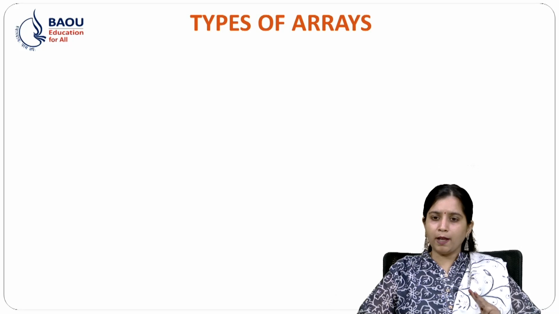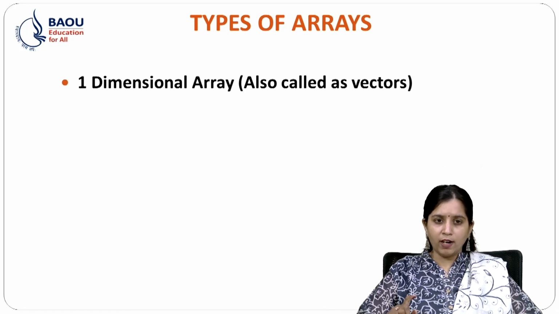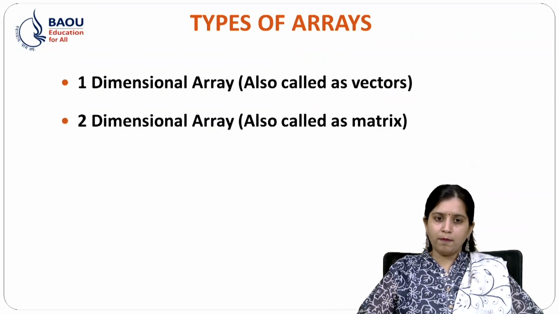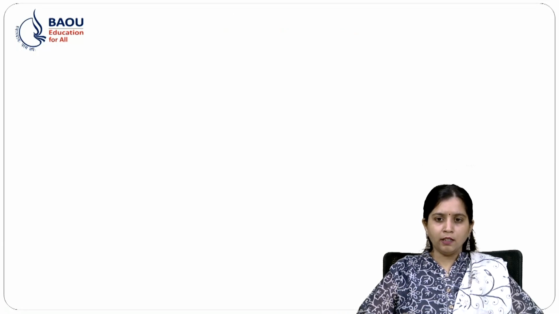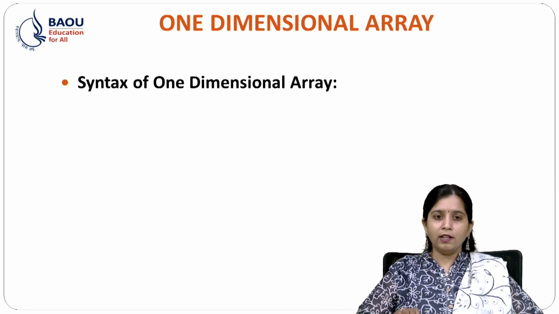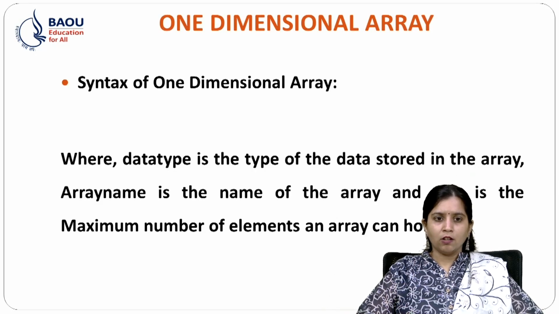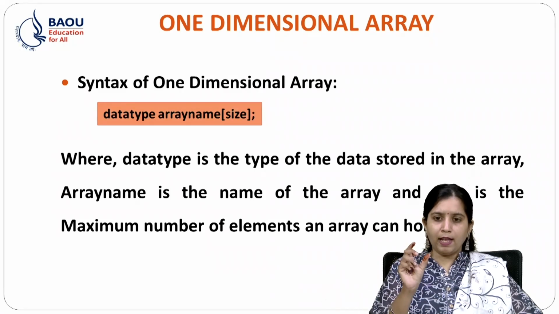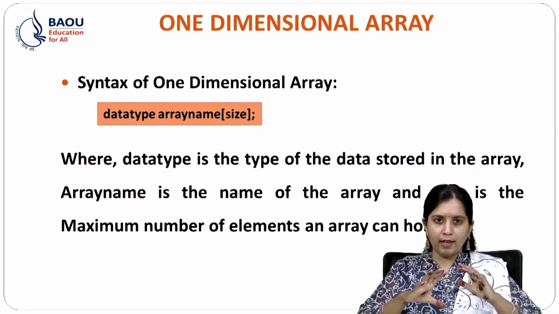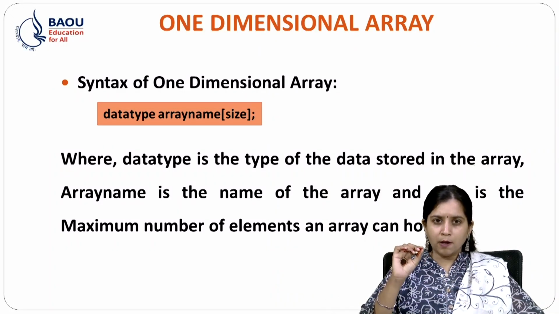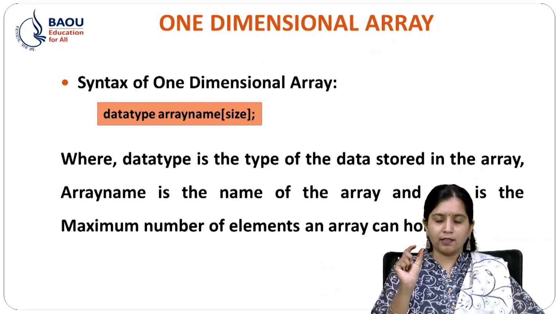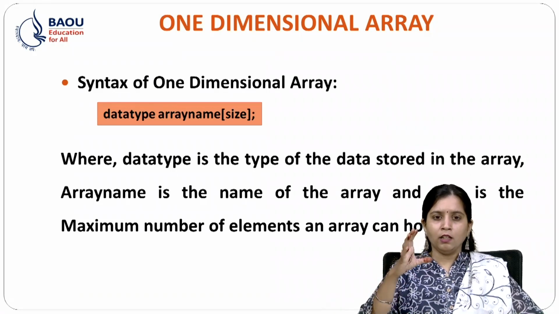So there are two types of array. First is the one-dimensional array, which is known as a vector, and second is the two-dimensional array, which is known as a matrix or table. So let's see the one-dimensional array in detail. The syntax of a one-dimensional array is first the data type, and then the array name and size. The size specified for the array elements is known as the subscript. Now we will see this in detail.